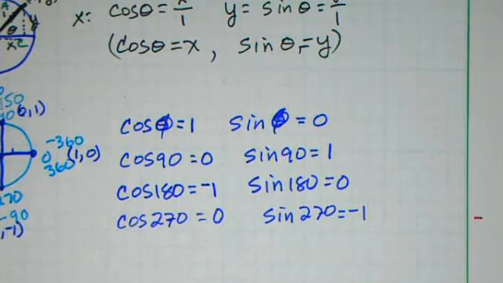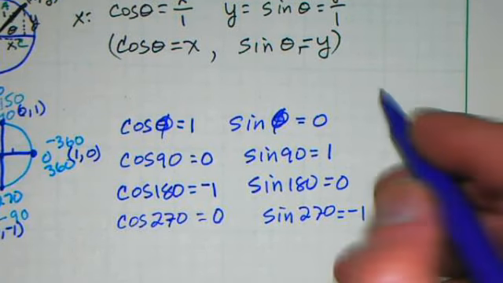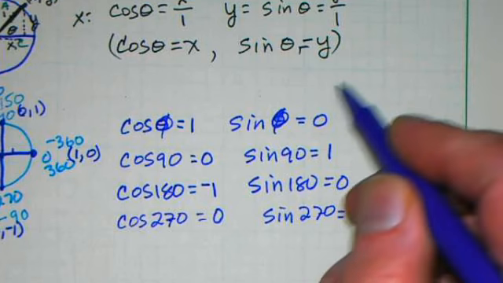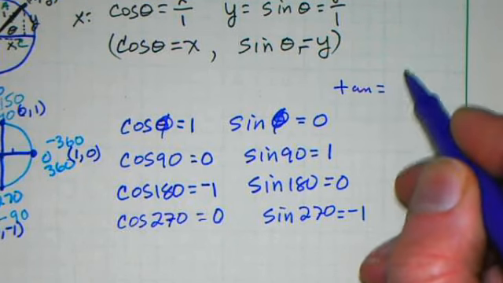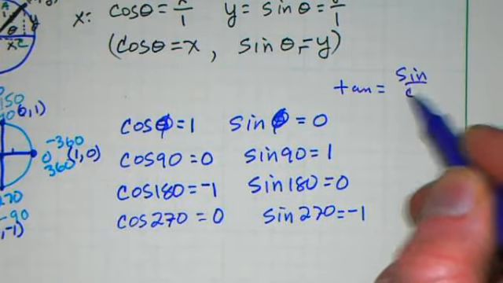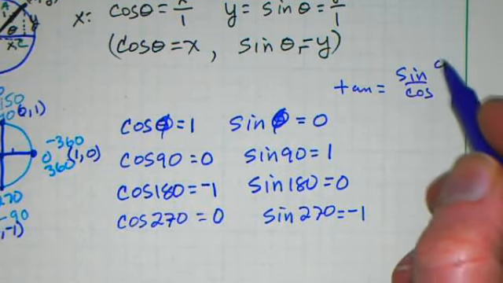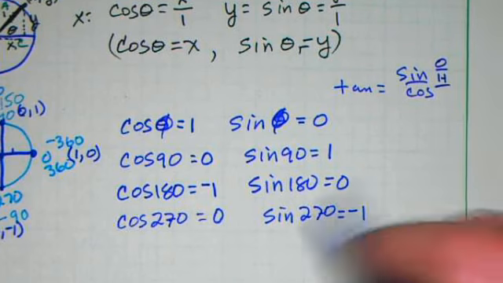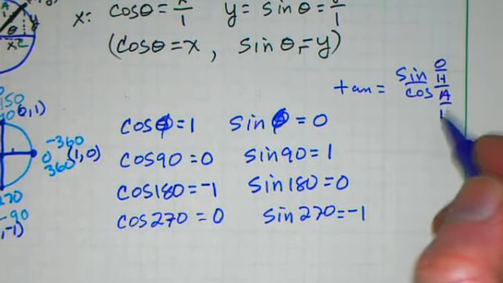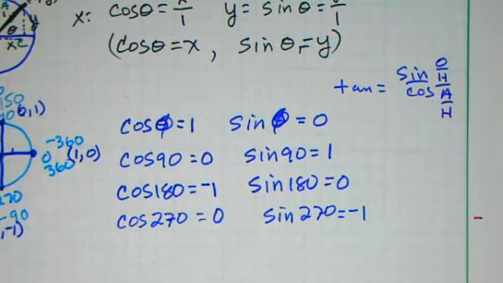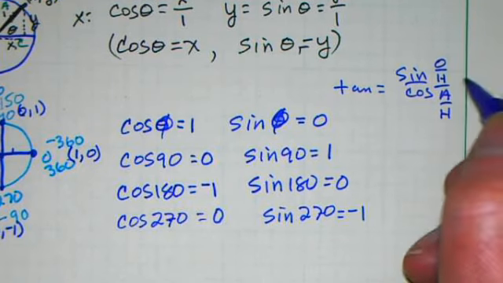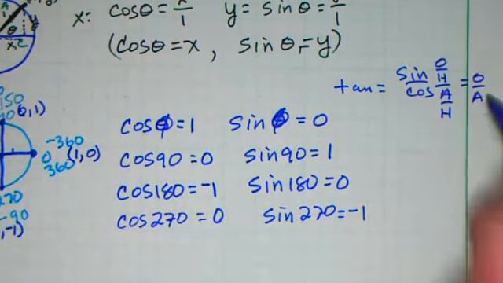Now we also can find the tangent. There's an identity that tangent is the same as sine over cosine. And you can verify that with opposite over hypotenuse for sine and adjacent over hypotenuse for cosine. When you divide O over H by A over H, you keep, change, flip, the H's cancel, and you end up with O over A. So you can verify that.